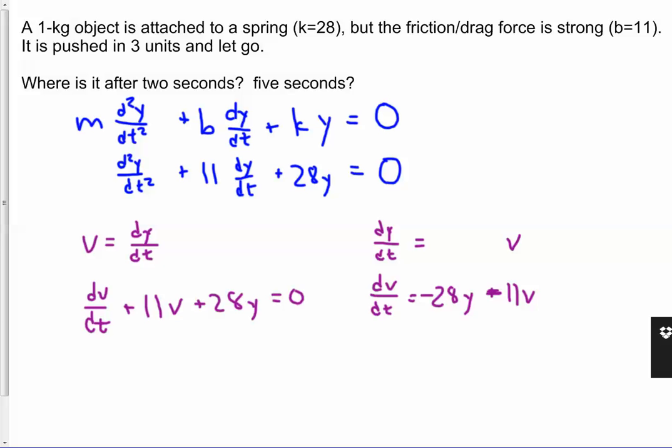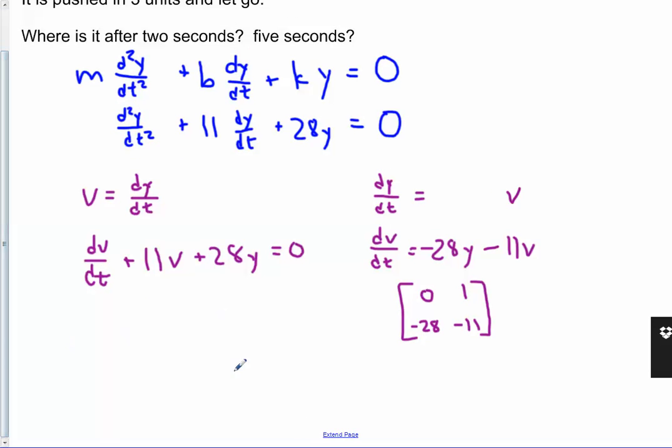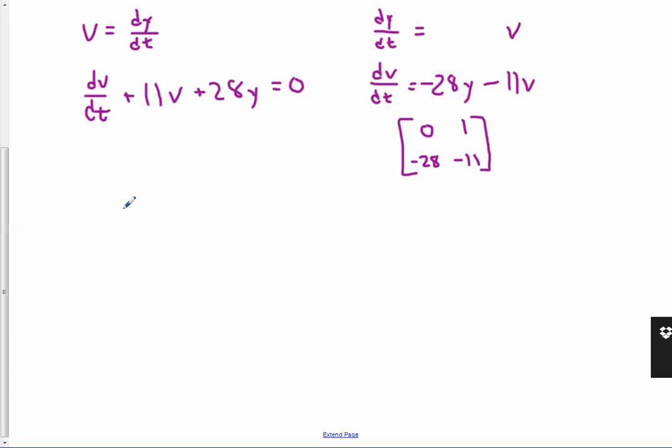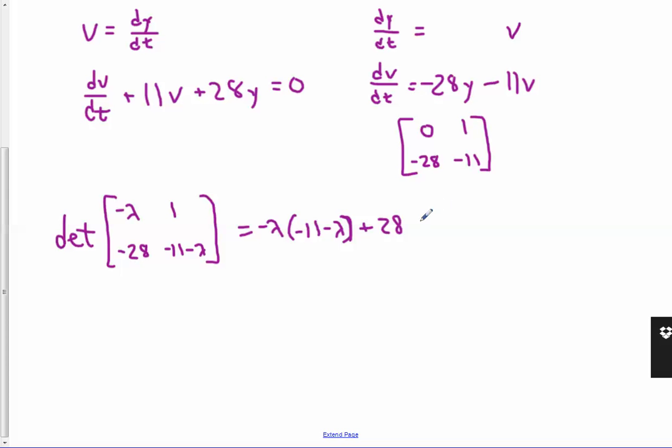Okay, so our matrix here is [0, 1; -28, -11]. Notice I was careful. If I'm doing dy/dt and dv/dt, then I have to do y and then v. I have to be consistent in my ordering of the two quantities. All right, so now we do eigenvalues. So we do negative lambda, 1, -28, -11 minus lambda, and we take the determinant of that. There it is, and we set it equal to 0.